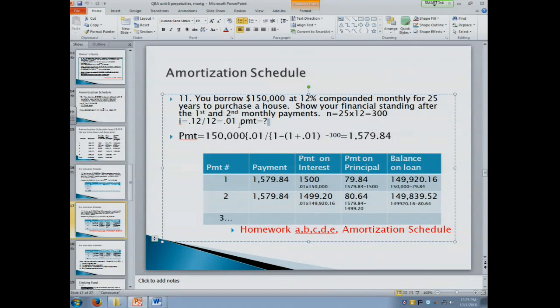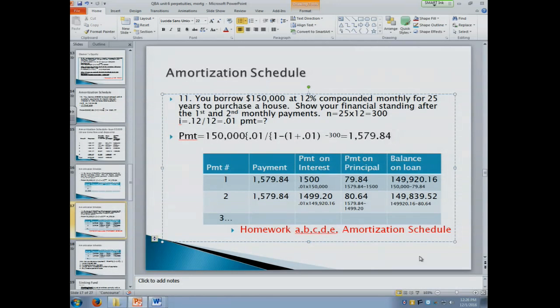That's your first step. The second step, whether you're doing mortgages or a sinking fund, is you will calculate your payment. Here is calculate your payment given the present value in this case. So you have $150,000. I is 0.01 for 300 periods. Your payment is $1,579.84. You are going to pay that amount every single month for 300 months.